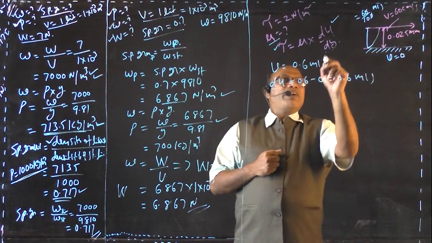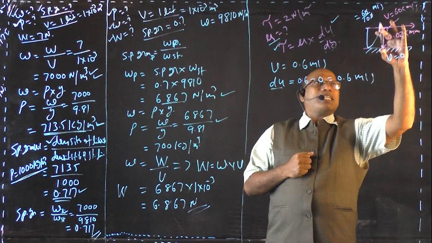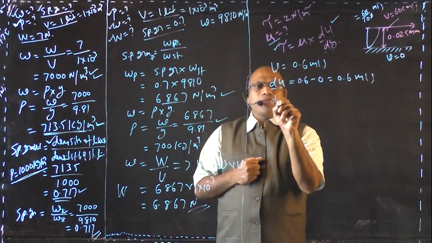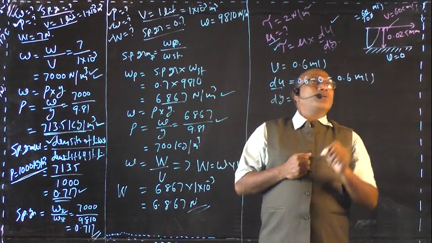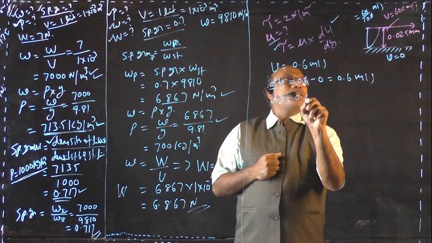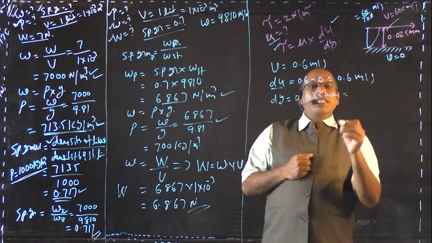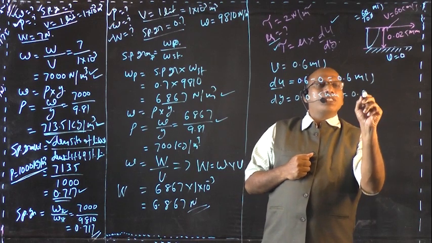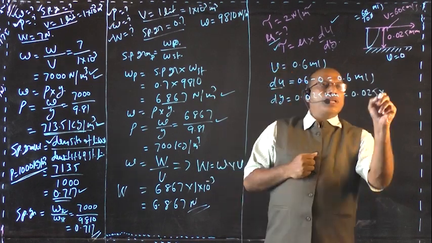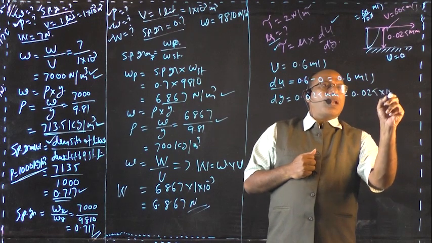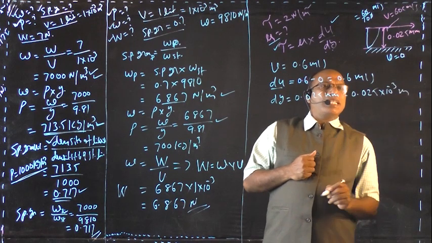And the depth dy, the distance between these two plates, is given: dy is equal to 0.025 mm. First we convert that into meters, which is equal to 0.025 × 10^-3 meters.